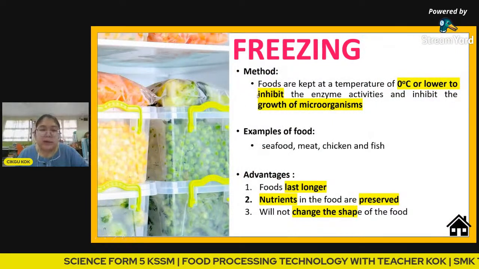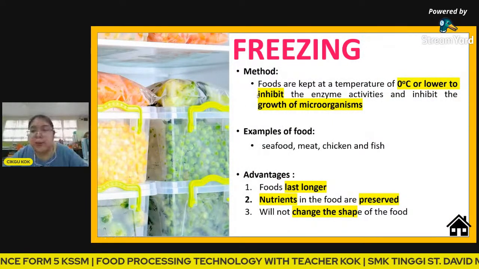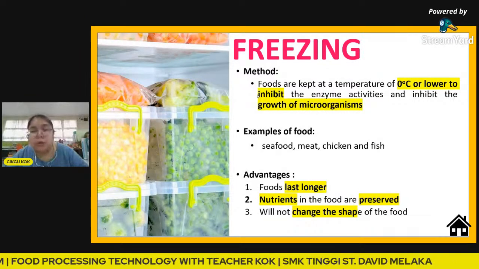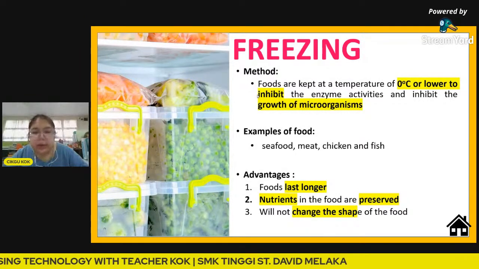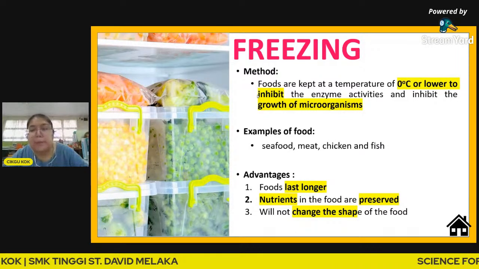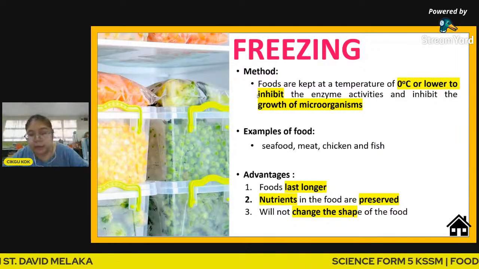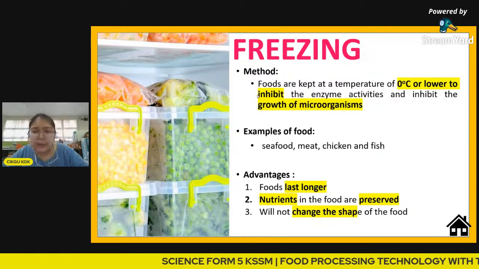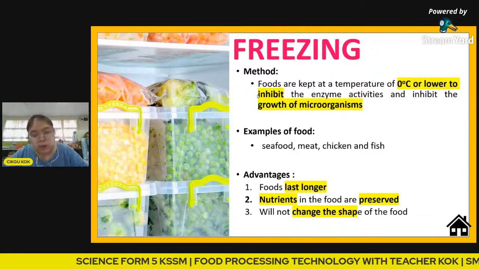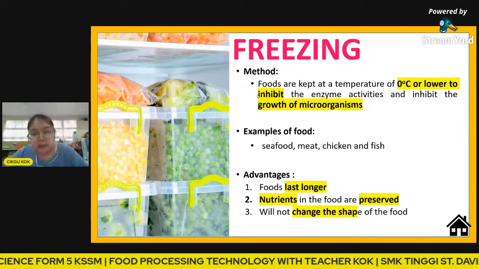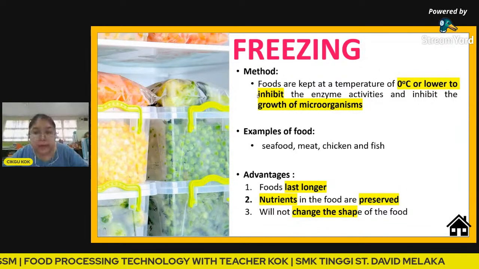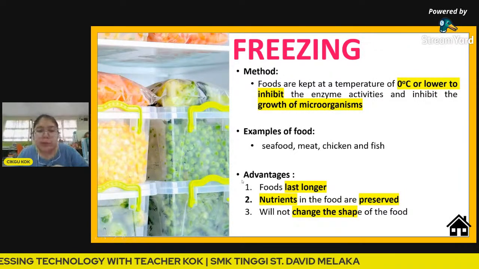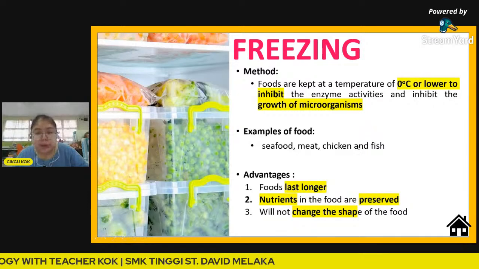Freezing is when food is kept at a temperature of 0 degrees Celsius or lower to inhibit the enzyme activities and also inhibit the growth of microorganisms. We want to keep it at a low temperature because we need to reduce the activity of the microorganisms, so you can keep the food for a longer time. For example, you can keep seafood, meat, chicken, and also fish in the fridge.